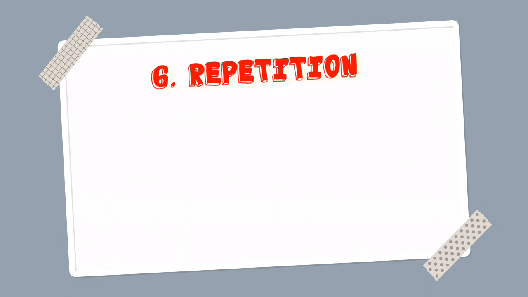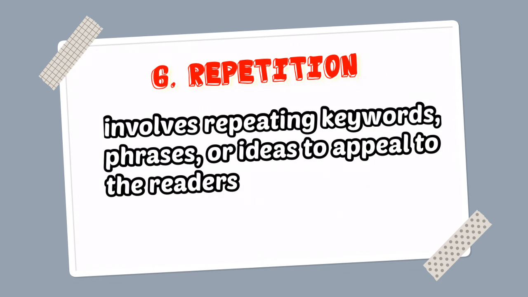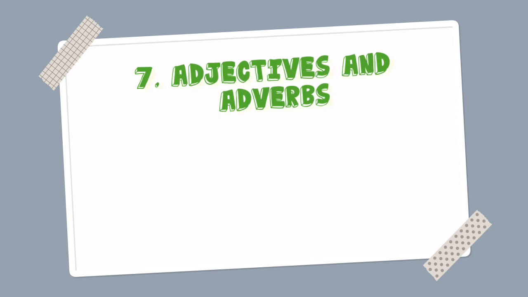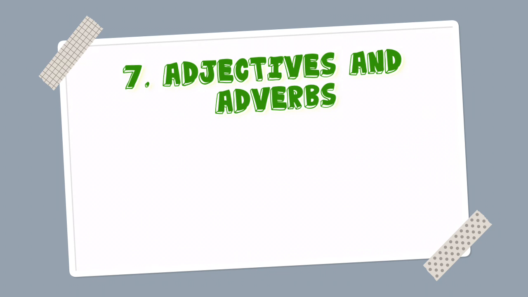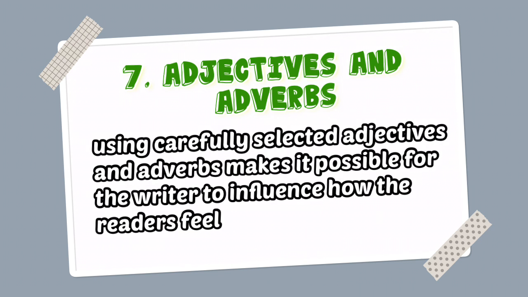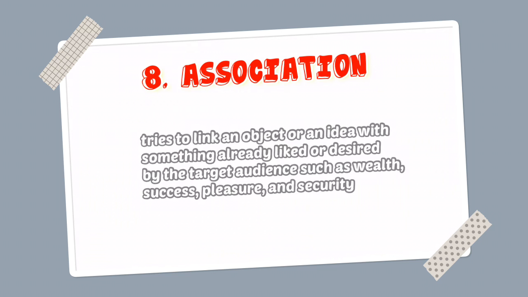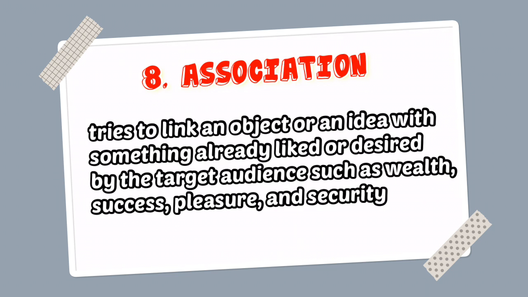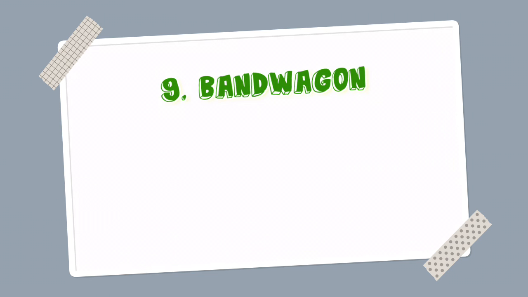Number 6, repetition. This involves repeating keywords, phrases, or ideas to appeal to the readers. Number 7, adjectives and adverbs, also known as modifiers. Using carefully selected adjectives and adverbs makes it possible for the writer to influence how the readers feel. Number 8, association. The writer tries to link an object or an idea with something already liked or desired by the target audience, such as wealth, success, pleasure, and security. Number 9, bandwagon or popularity.